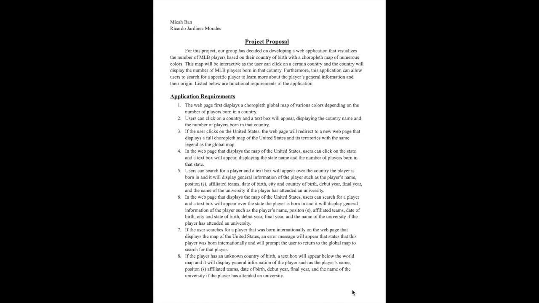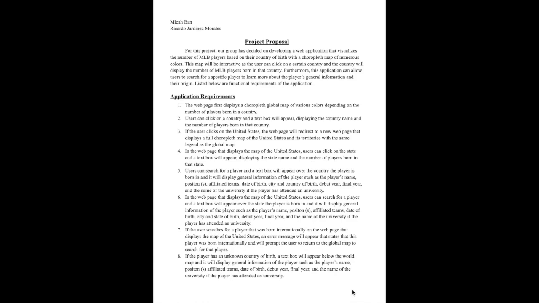In the global map, users can click on a colored country and it will display the country's name and the number of players born in that country. Additionally, there is an educational purpose, as users can also learn more about players with a search function embedded in our application. Users can search for a specific player and view the player's general information displayed above the player's country of origin. If the searched player has an unknown country of birth, the player's general information will be displayed below the world map.